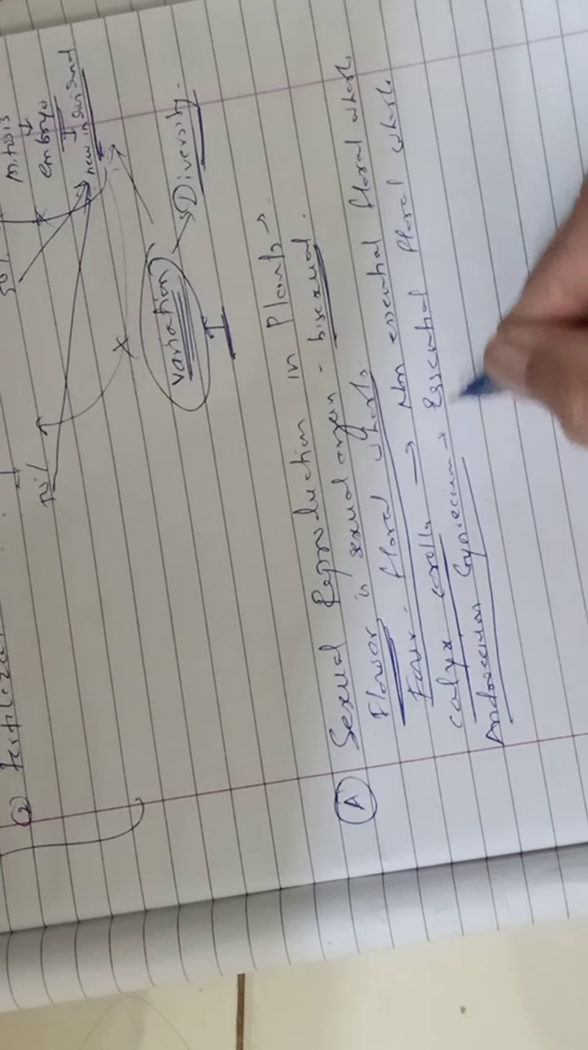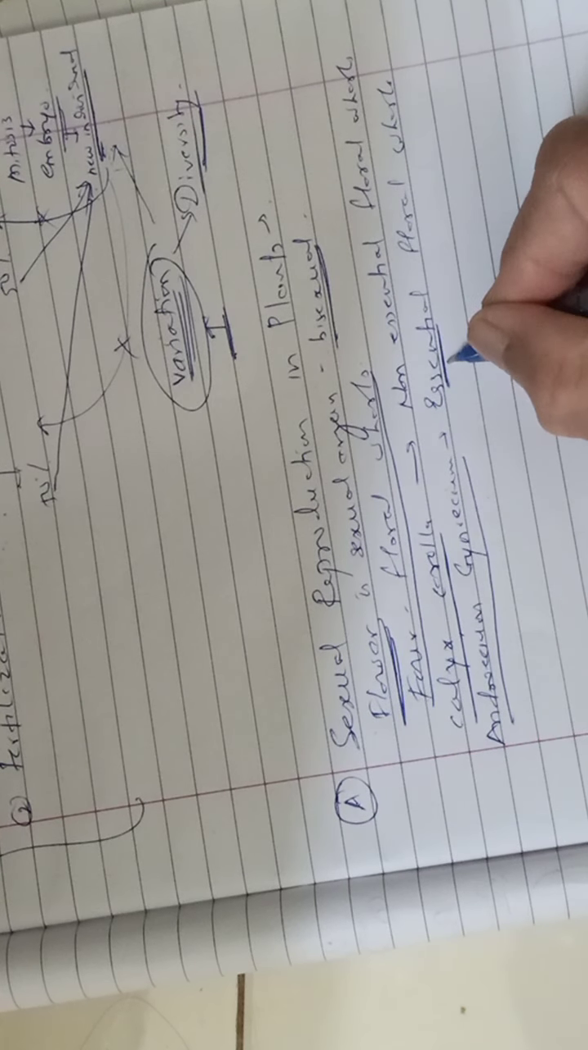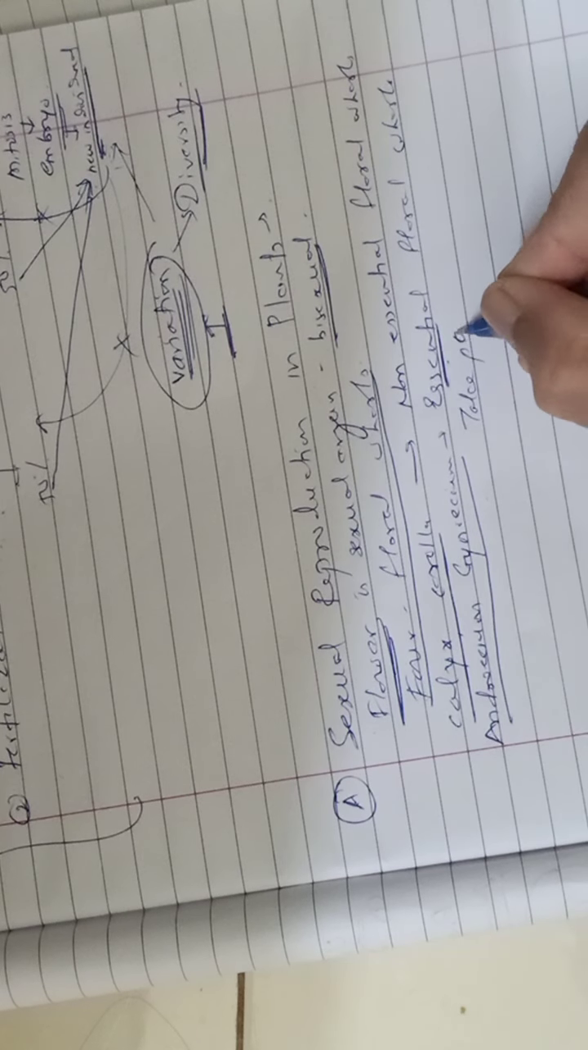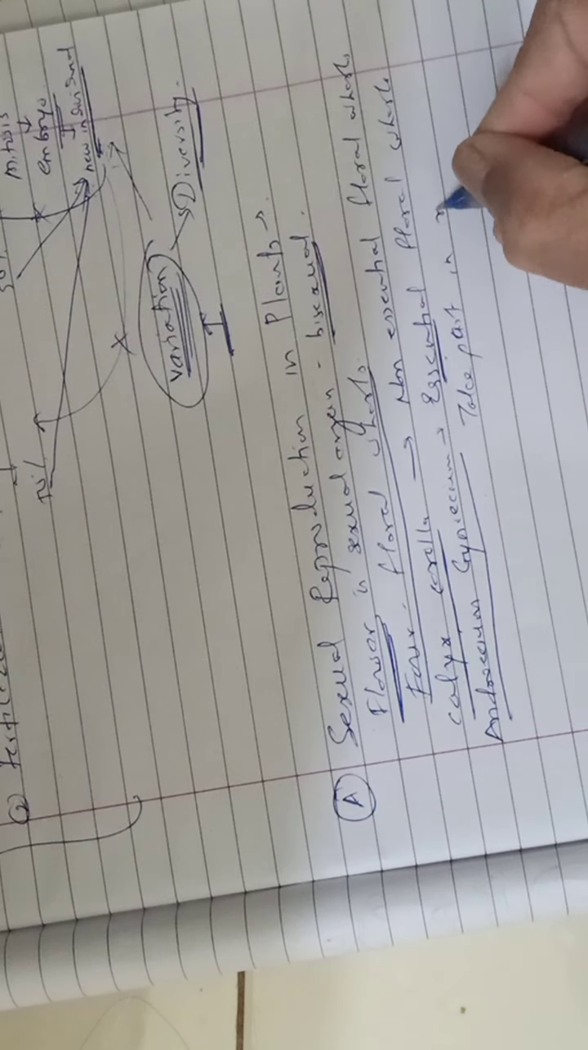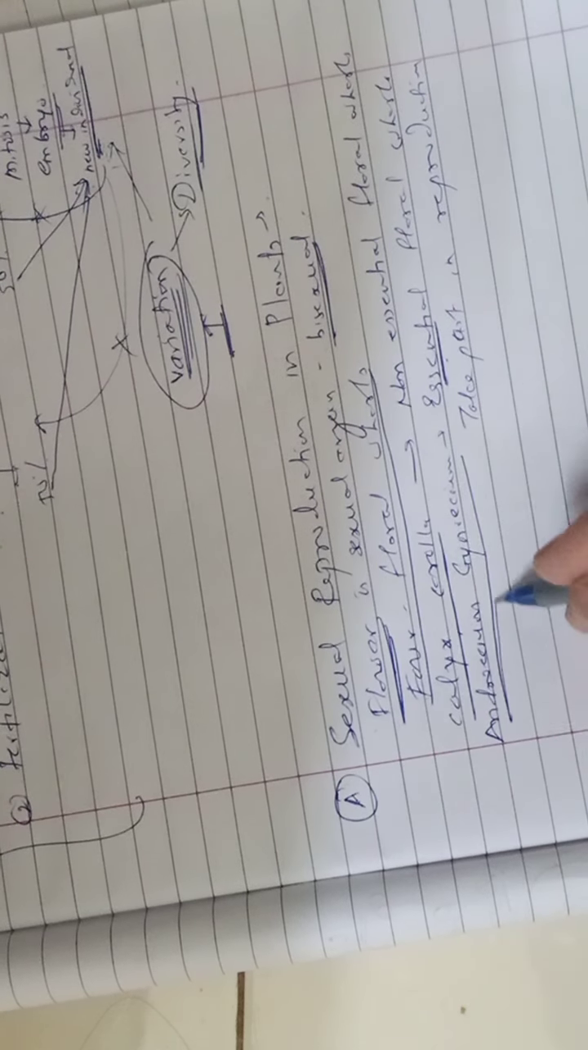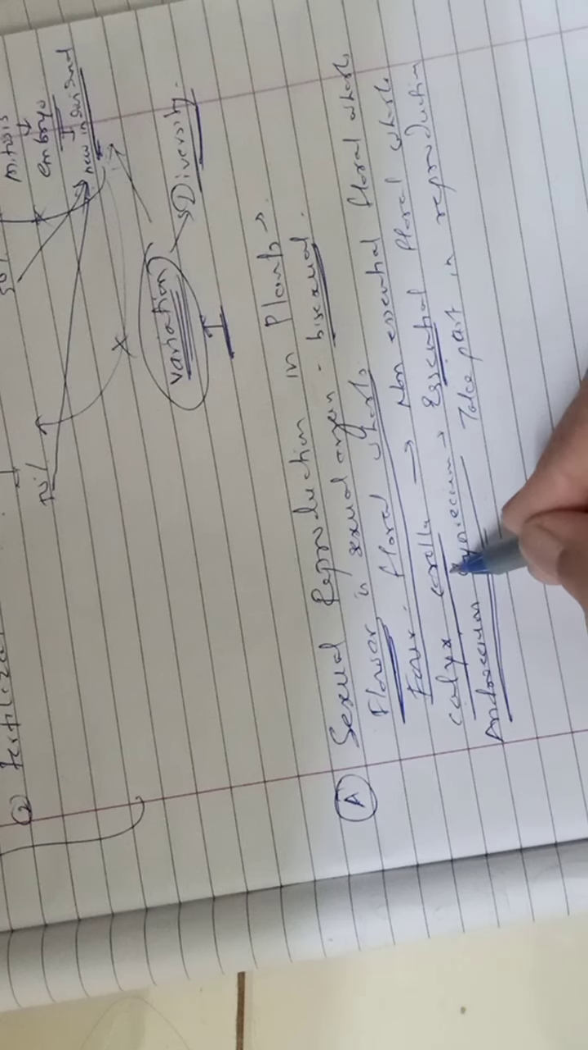Androecium and gynoecium are called essential because they take part in sexual reproduction, and that is why they are important. So they are called essential. But calyx and corolla are not essential. They do not take part in sexual reproduction.